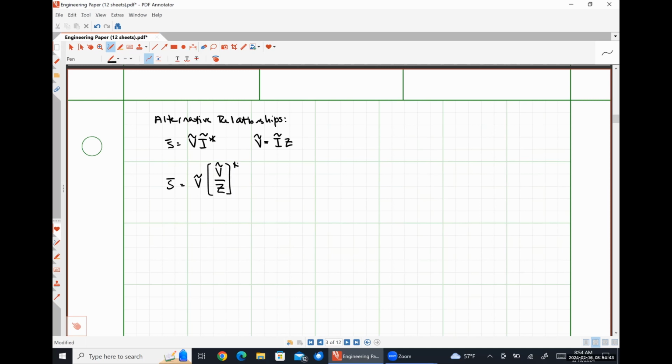And because I need to conjugate my current, I'm going to conjugate this whole fraction. So this is going to look like V conjugate times V over Z conjugate. Because whenever I conjugate a ratio, I have to conjugate both the numerator and the denominator. So what's V conjugate times V? This is that identity that we talked about when we were looking at complex numbers the first time.